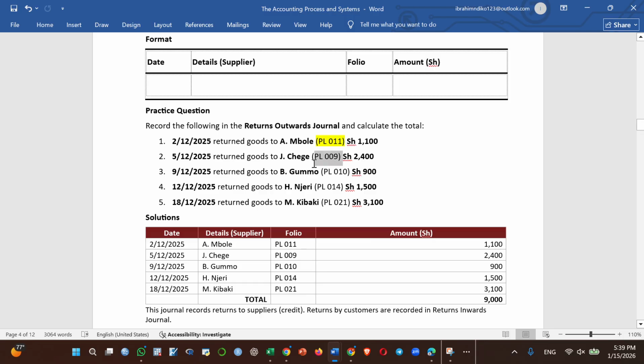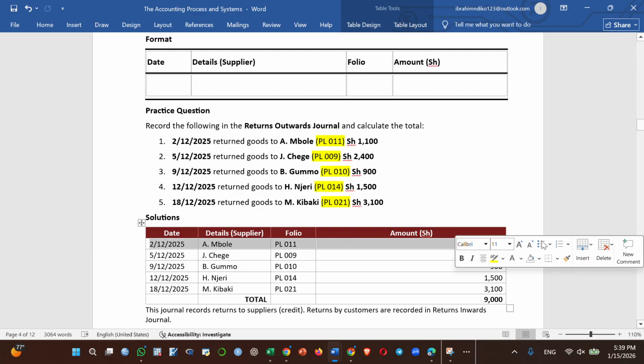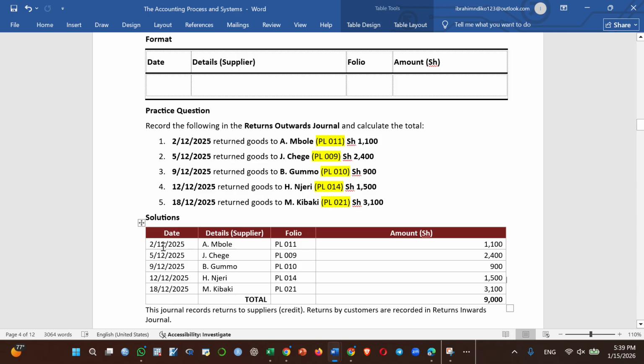Then on 5th, J. Achege returned the goods, PL number 009. Then on 9th, also goods returned by Gumo. Then on 12th, goods returned by Njeri. Then on 18th, goods returned by Mwai Kibaki. Let's see the first date from our table here, so that we see if we have recorded the correct item.